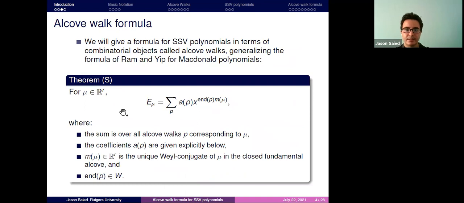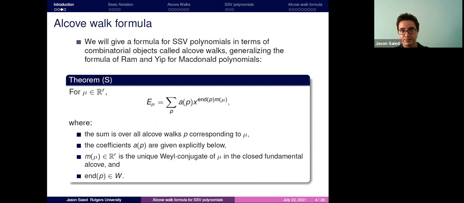Like I said at the beginning, our goal today is to give an Alcove walk formula for these polynomials. We'll write each E mu, where mu is now a real tuple rather than an integer one, as a sum over Alcove walks with coefficients that I'll give explicitly later. All of the powers of x that appear are very concretely known. They all come from applying some Weyl group element, the end of the Alcove walk, to a fixed m of mu that's determined by our original mu. And this is the unique point that's in the fundamental alcove and is Weyl conjugate to mu.